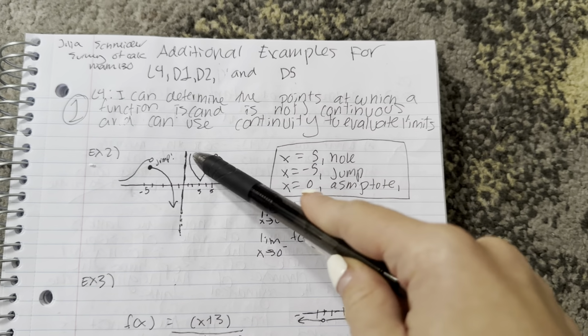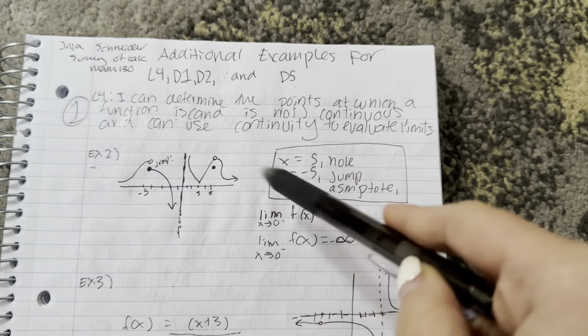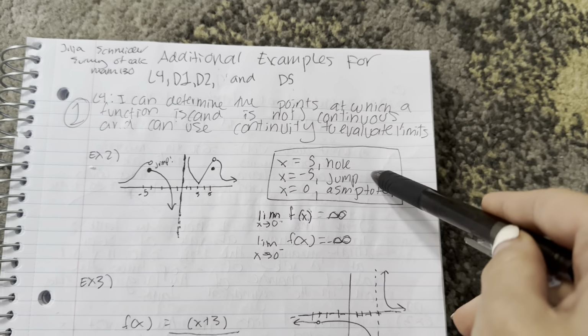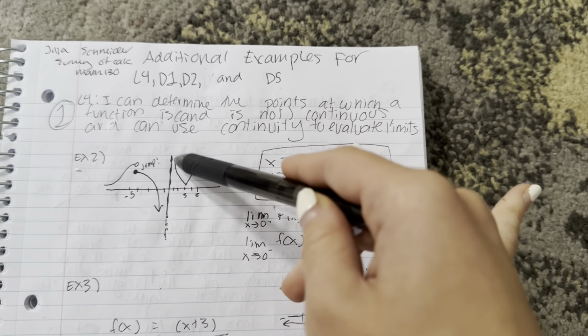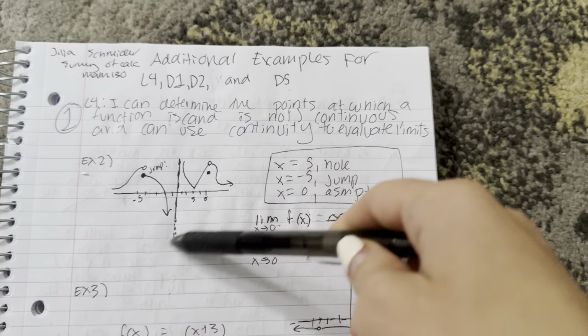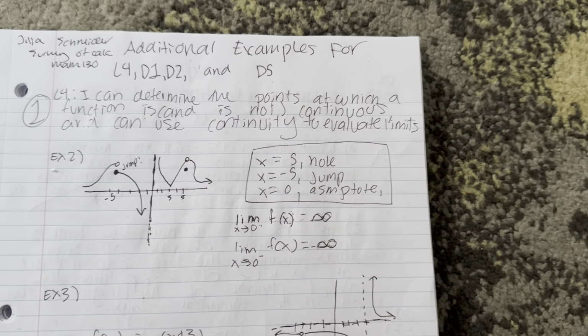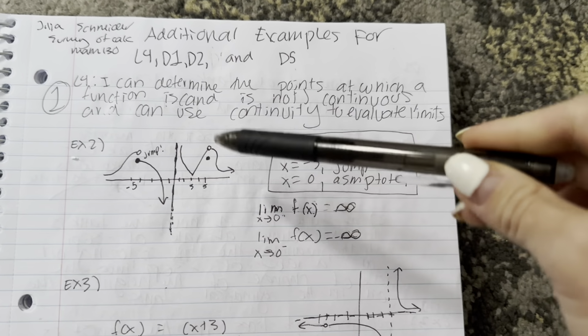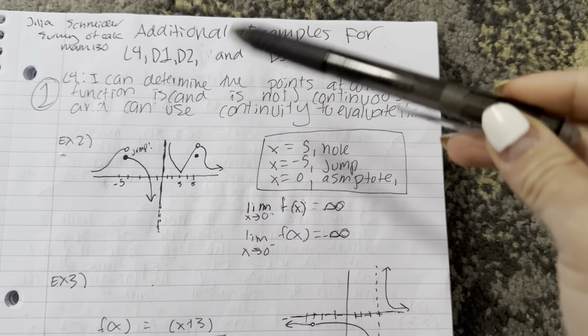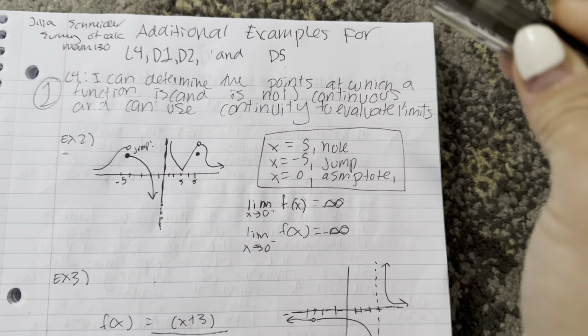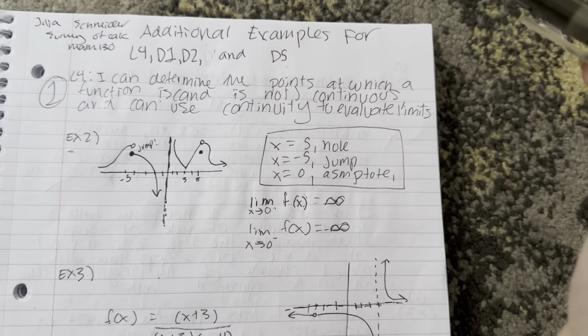So we have x equals 0. This is an asymptote. This isn't the same thing as a hole or a jump. It's just because at x equals 0 there's an asymptote, and that makes this function not continuous, as you can see. But at x equals 5, it's not continuous because there's a hole in the function, and at x equals -5, it's not continuous because there's a jump in the function.